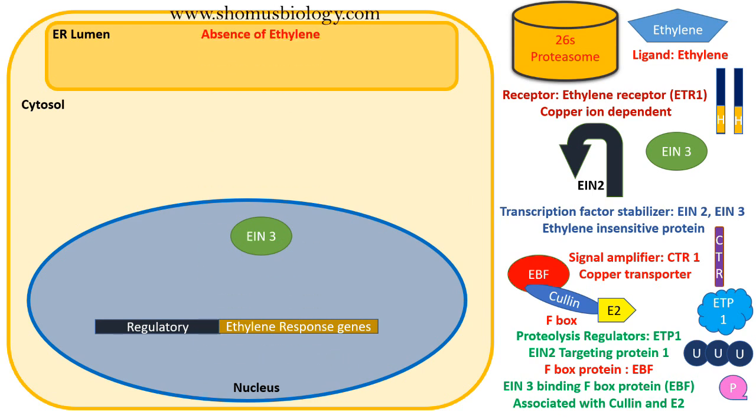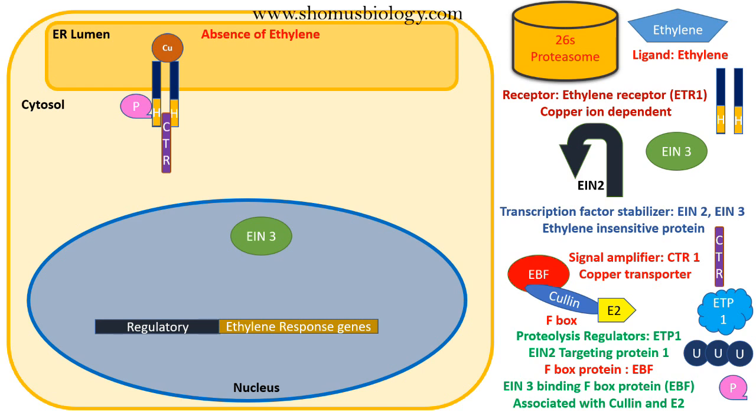Now let's see the situation in the absence of ethylene. When there is no ethylene present, this is the ethylene receptor, and if there is no ethylene, then copper is associated, because I told you that these ethylene receptors are copper ion dependent. Due to the binding of copper ion, the CTR, which is known as copper transporter, is also associated with the ETR1, and as a result there is autophosphorylation of the H or histidine kinase domain, which is a cytosolic domain of this receptor.